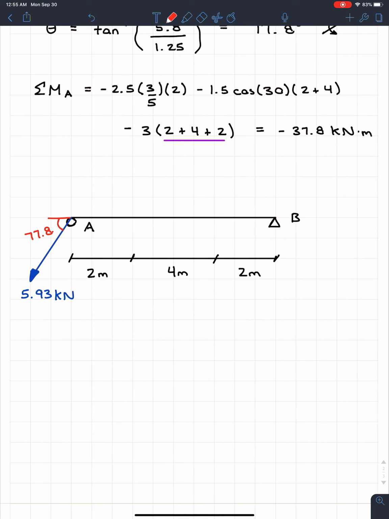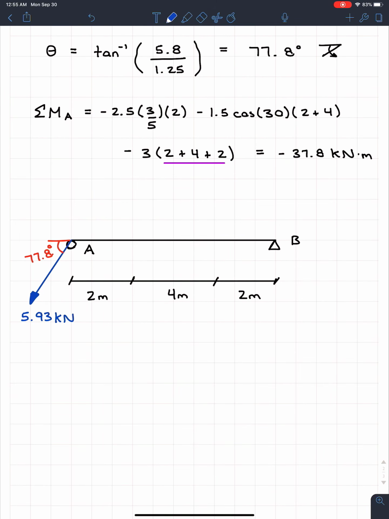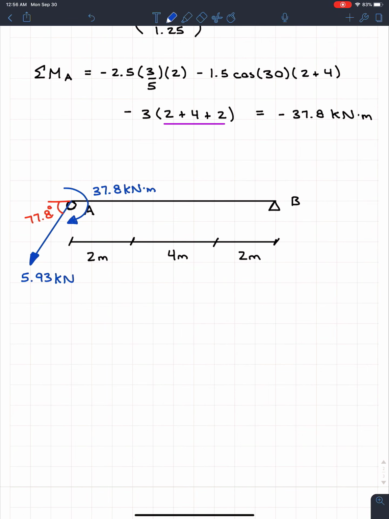And then the last thing, of course, we have to include is our moment that this creates. So we know that it's negative 37.8, and we know that what a negative moment means is it's going clockwise. So in this diagram, we're going to draw a clockwise rotation like this, and we can put that this is 37.8 kilonewtons times meters. And that's it. As you see, this is the simplest case. We have three forces in red, and we convert it into a single force and a single moment now in blue. And that's it. So for 2D, it's not bad.